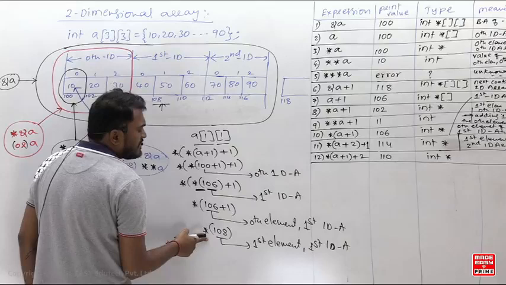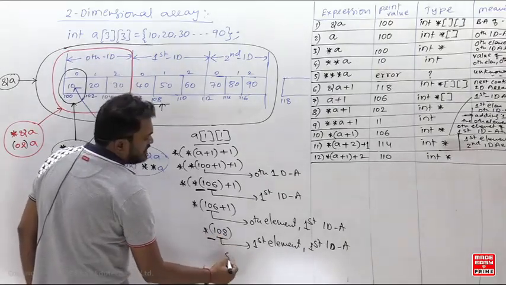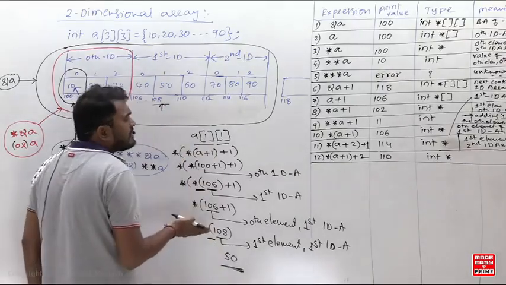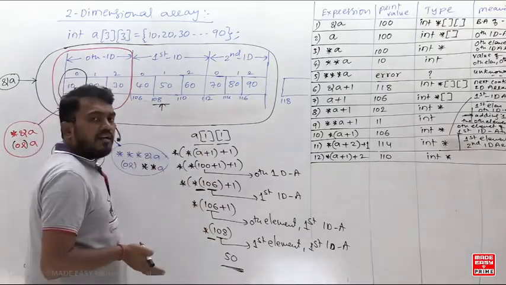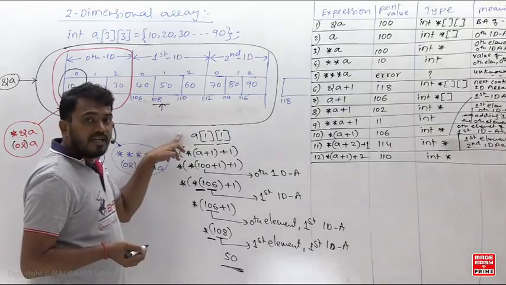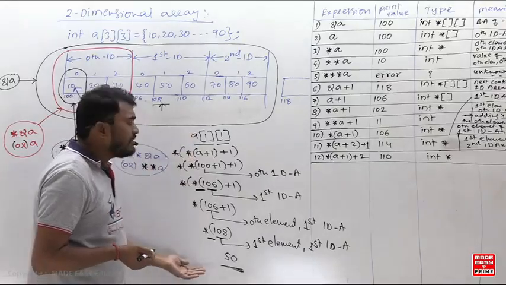So again apply star. If you apply star, value at the location 108, how much is that? 50. So this is how your compiler will evaluate your expression. In the program you are simply writing A of 1, 1. Remember, A of 1, 1 will be evaluated like this.